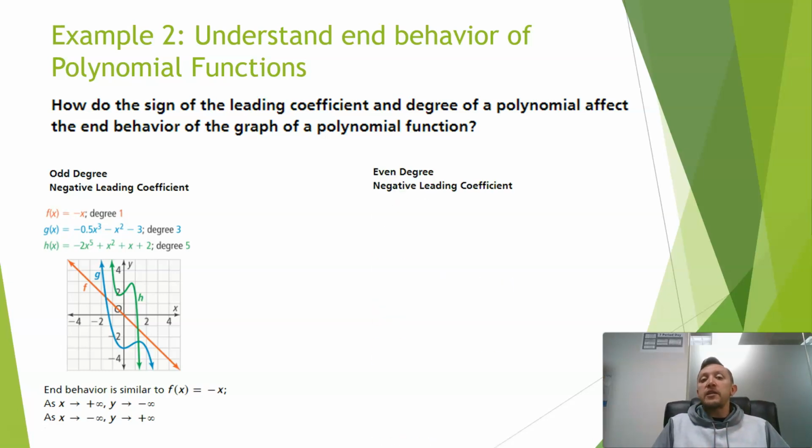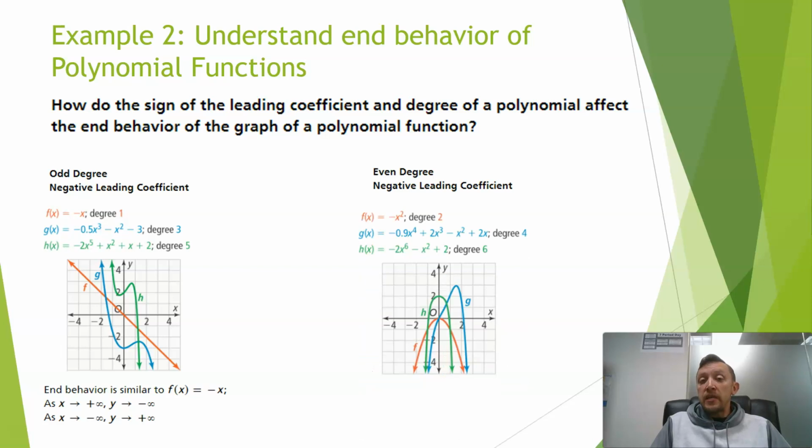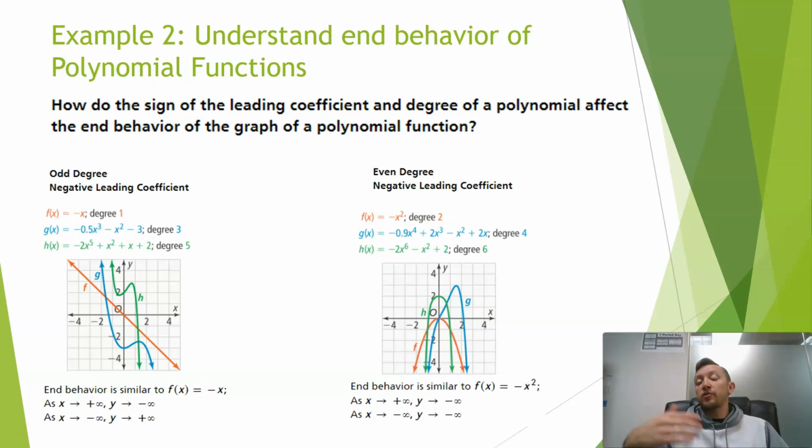Okay, let's look at if it's an even degree. So if it's an even degree, remember that means they're going to go the same direction. But because our leading coefficient is negative, they're both going to be going down. So we describe this end behavior. For the right side of the graph, as x approaches infinity, the end behavior is going to be going down. For the left side of the graph, as x approaches negative infinity, it's also going to be going down. So y is also going to be approaching negative infinity.